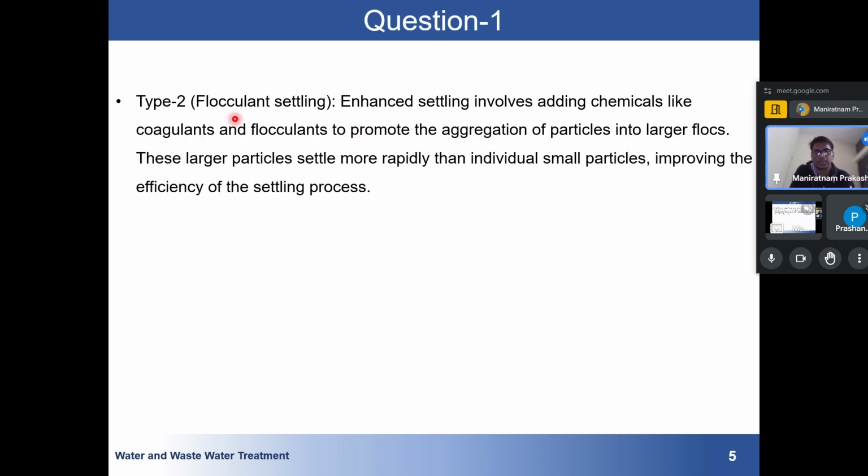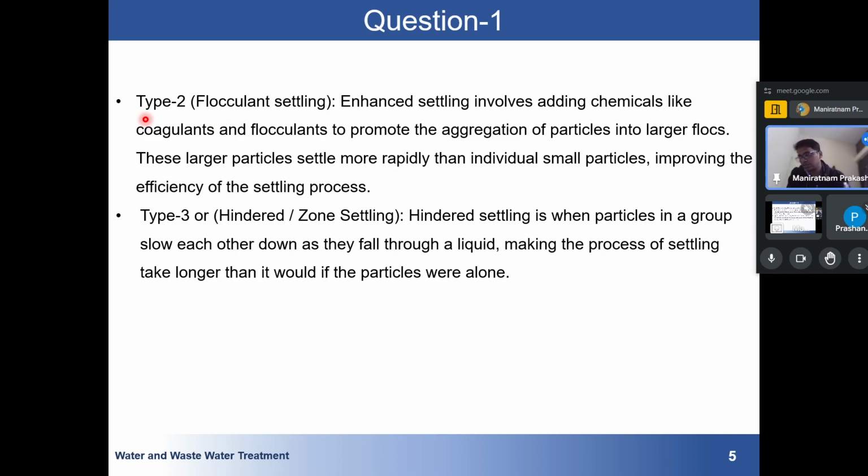So that kind of settling, where you add some chemical to make some kind of settlement, is known as type 2 settling. Okay. Coming down to the third type, that is hindered or zone settling.